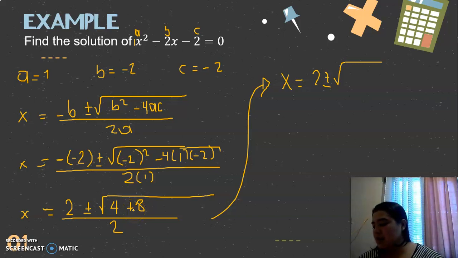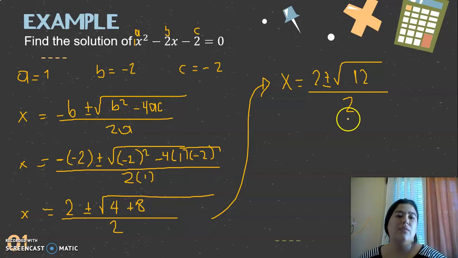4 plus 8 equals 12, and then divide by 2. So now you have to find a number from the square root, and if you do the square root of 12, you will have a decimal number. So in this case, we have to find two numbers that give me 12. So in this case, x equals 2, positive or negative.